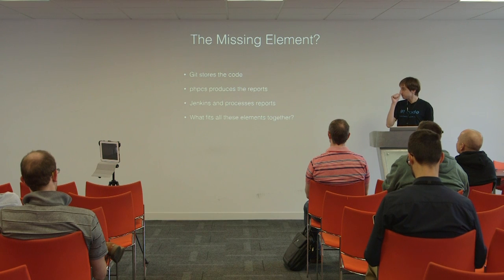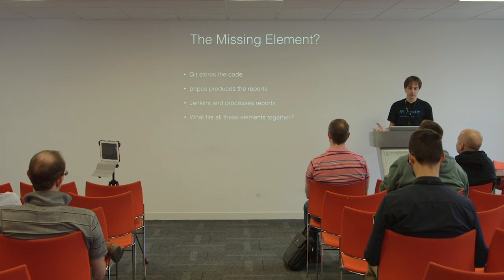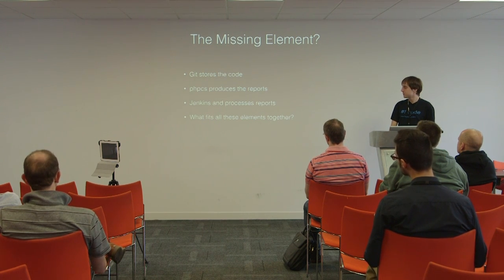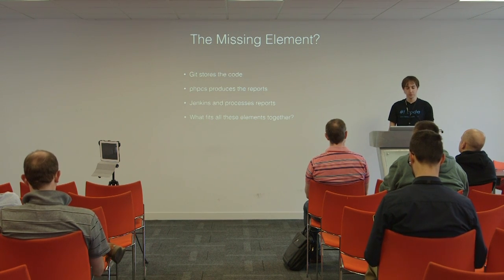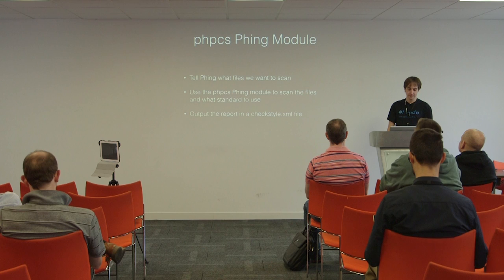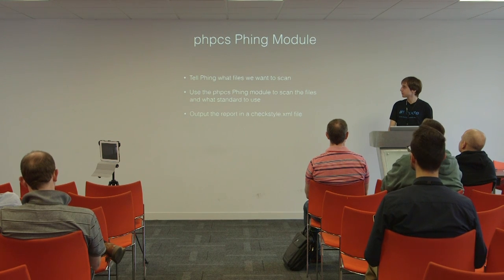So there's something missing here. Git stores the code, obviously. PHP Code Sniffer produces the reports, and Jenkins processes the reports. But what fits all these things together? Phing again? Phing is one of these tools that fits in with everything.